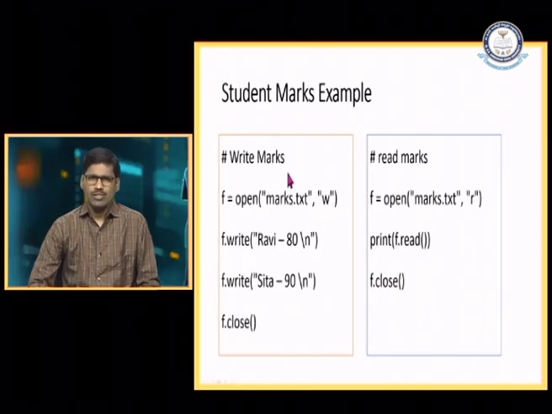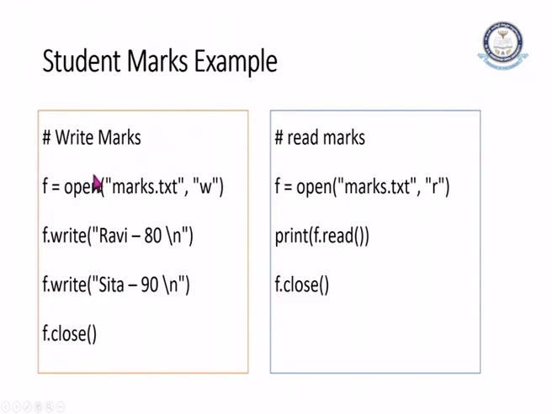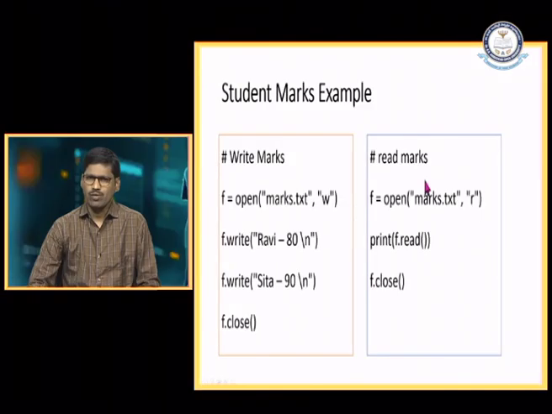See the implementation. Student marks example. I want to open a file. The file name is marks.txt and I want to open the file in the write mode. After opening that, I want to write the data like student name Ravi and marks 80. In the same way, second student name is Sita and 90 marks, and I want to close that. This is the write operation.